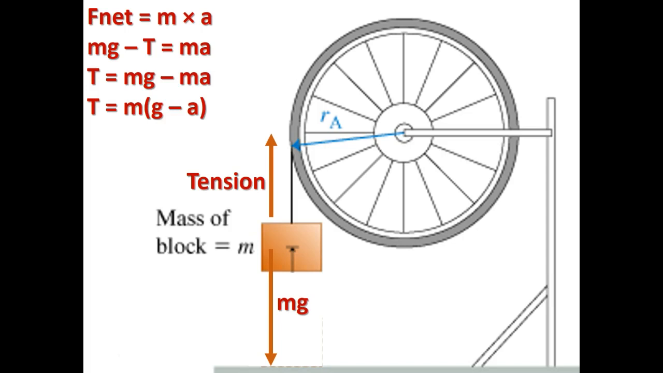Tension is going to be equal to mg minus ma, and that means that tension is going to be equal to m, the mass of the block, times g, the acceleration due to gravity, 9.8, minus a, the acceleration of the block. And so we're always talking about the acceleration of the block here. Now, in order to solve this, we need to know what the acceleration of the block is. And so in today's activity, you're going to be given that acceleration. Otherwise, there has to be some other way of finding it.